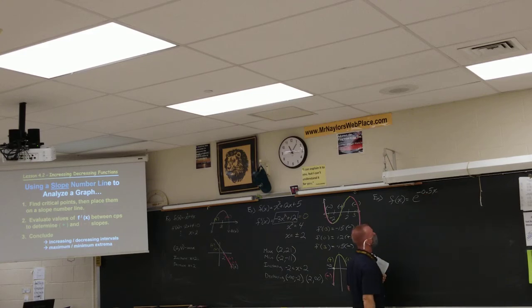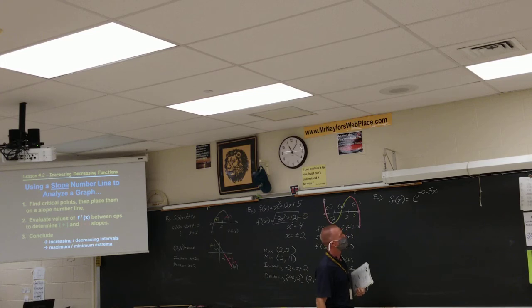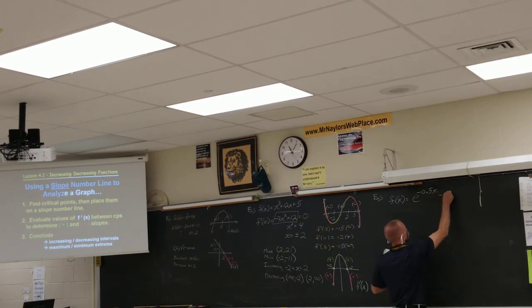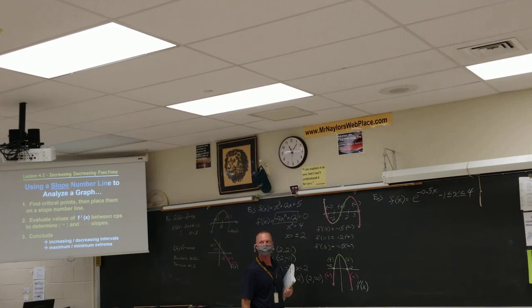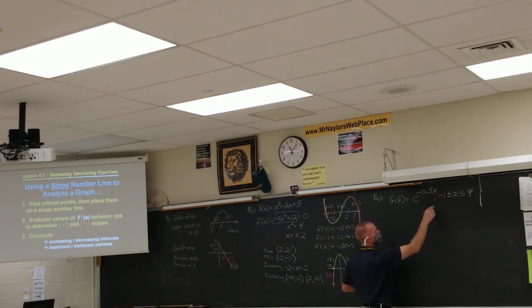All right, so what I have here is the function e to the negative 0.5x from -1 to 4. So we have this extra statement tacked on here, basically this interval.